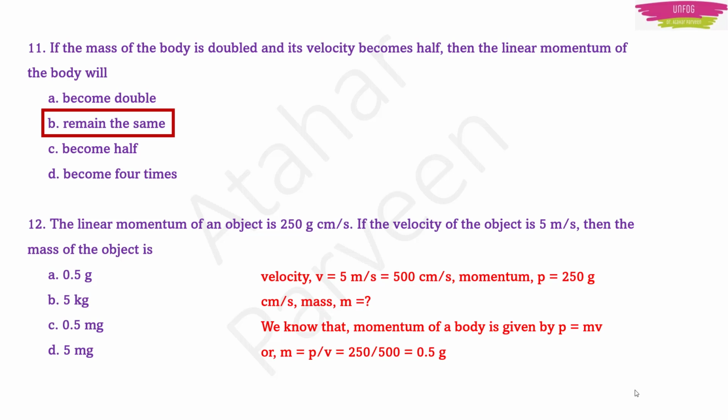So I will convert 5 meter per second into centimeter per second. Okay? Because 1 meter is equal to 100 centimeter. You multiply 5 into 100. That will be your velocity. And what about momentum? They have given 250 gram centimeter per second. Now you substitute to find the mass. We know that P is equal to m into v, or m will become P by v. Correct? So P is 250 upon v is 500. You'll get half or 0.5 grams. That will be your mass. Okay? Option A is the right answer.